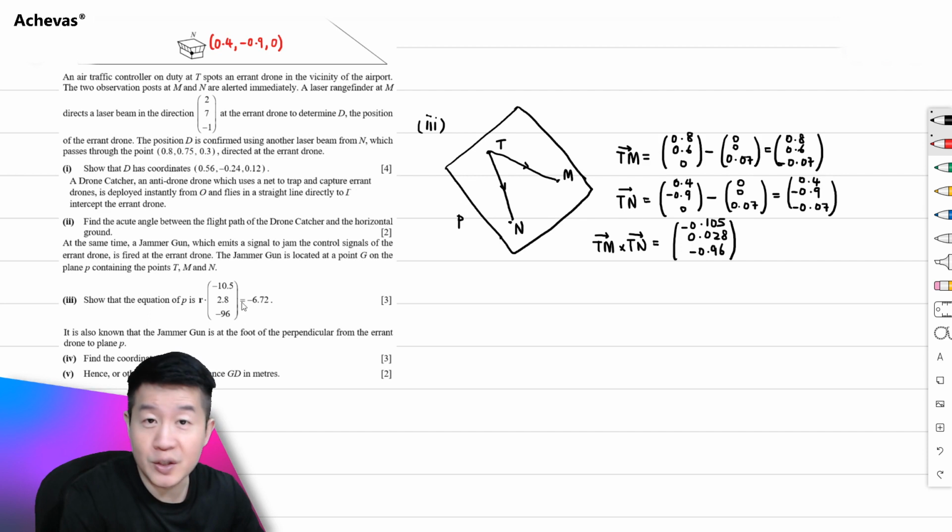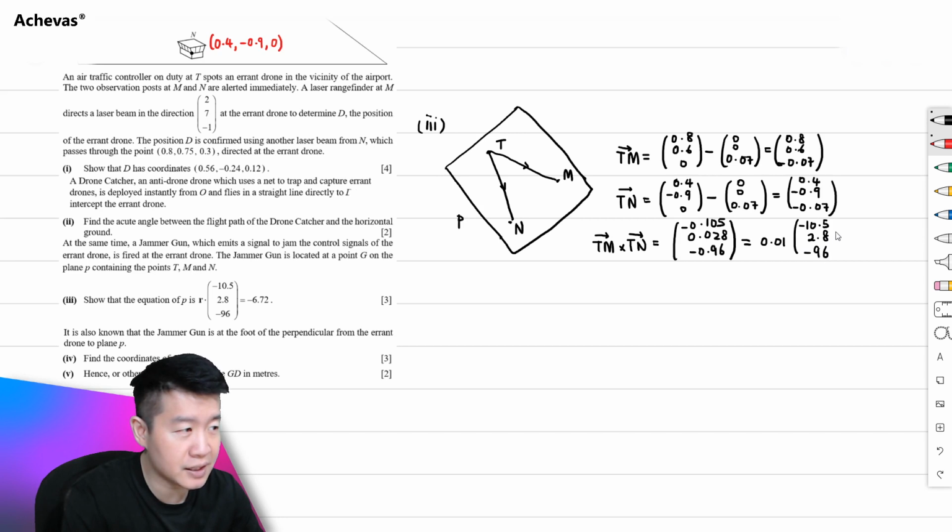And if you were to look at what you are supposed to prove, the numbers that are here sort of synchronize to this, provided that you factorize out 0.01. Then I will have (-10.5, 2.8, -96). So I'm going to make use of this as the normal vector. That means the plane P.